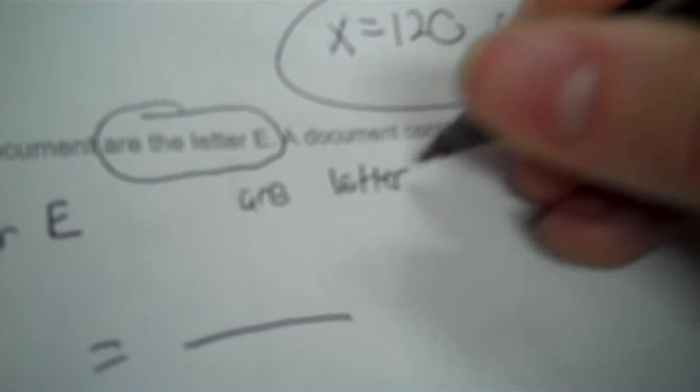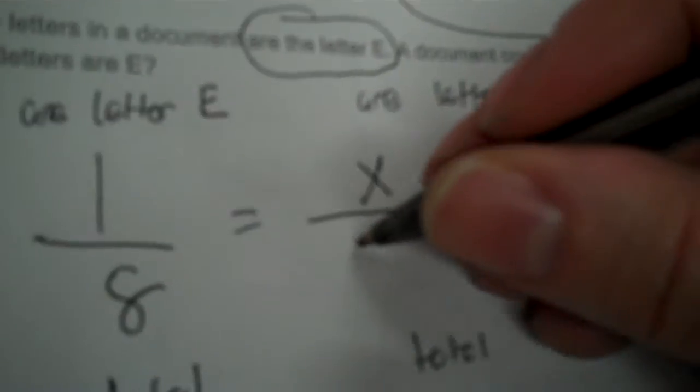Okay, number 11. 1/8 of the letters in a document are the letter E. A document contains 2,800 total letters. How many letters are E? 1/8, it's like a percent. You just put 1 over 8 now. And 8's the total. And then the 1 represents the part, that's letter E. So total or letter E. Okay, how many letter E's do we have? We don't know that. So we don't have how many are letter E. We do have the total, 2,800.